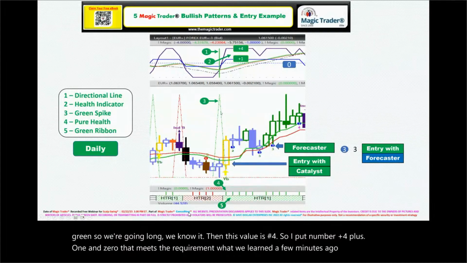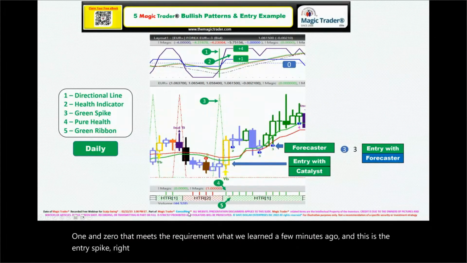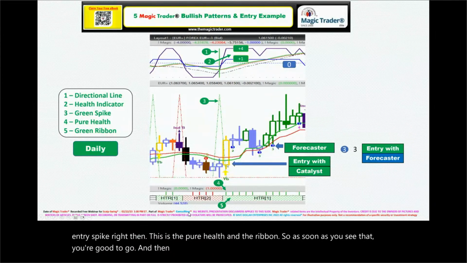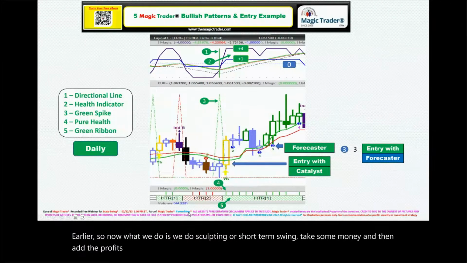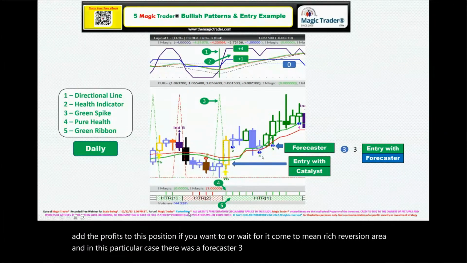And this is the entry spike, right? Then this is the pure health and the ribbon. So as soon as you see that, you're good to go. And this catalyst makes you enter earlier. So now what we do, we do scalping or short-term swing, take some money and then add the profits to this position if we want to, or wait for it to come to the mean risk reversion area. And in this particular case, there was a forecaster 3.3 on a scale of 1 to 6, 3.2, 2.3.